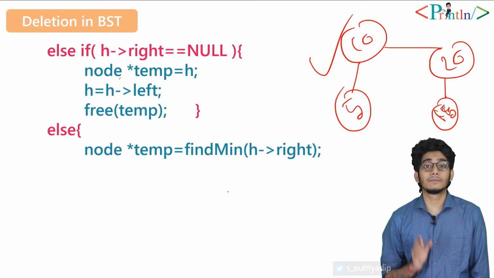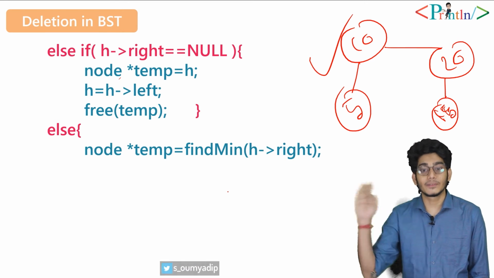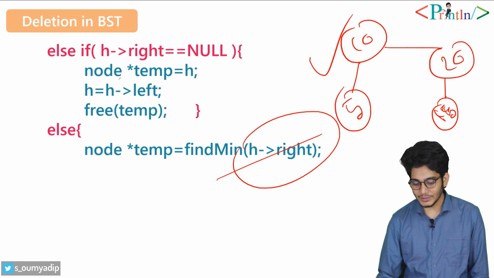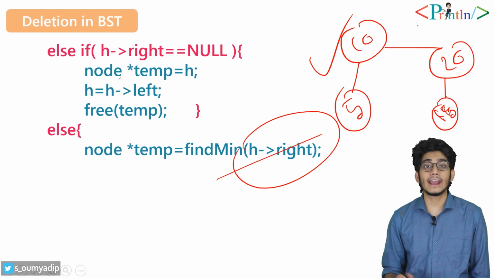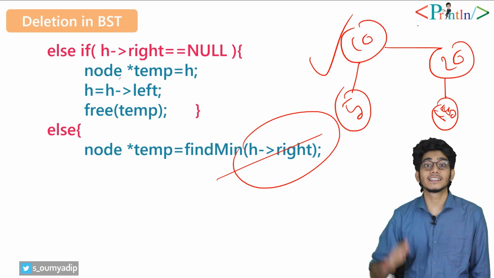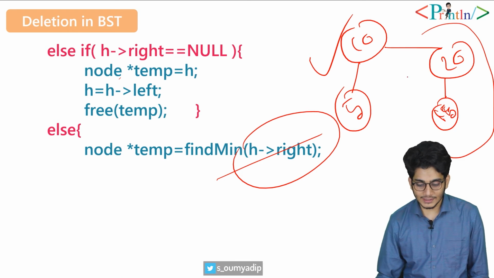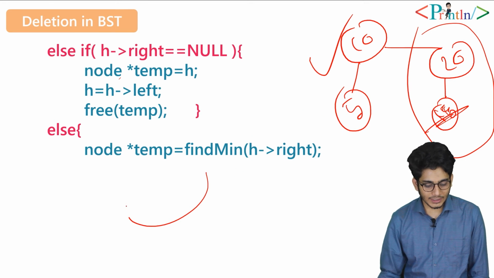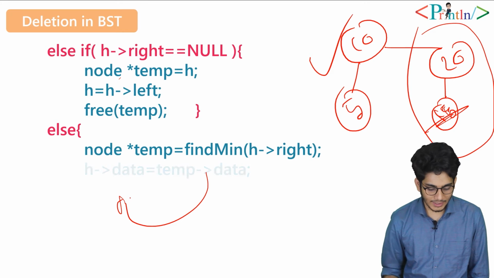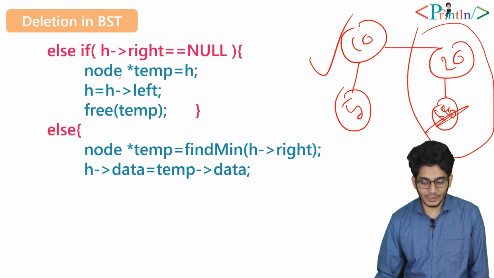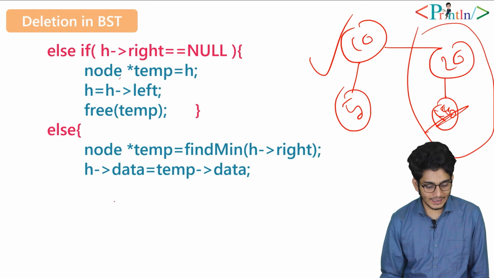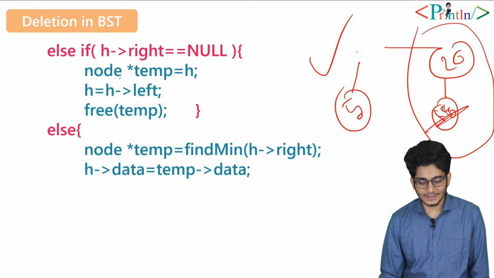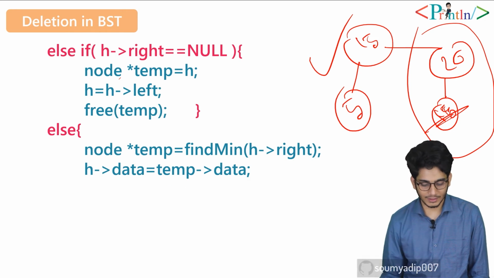Now what we'll do, we'll simply find the minimum value from its right subtree. So we'll simply write h right over here. We'll just pass h right, that is 20. We'll have to find the minimum element from its right subtree. So which is the minimum element? That is 15. So the find min function will return us the minimum element, right? Now what we'll do, we'll replace this h data with temp data. So we'll simply replace this 10 with 15.